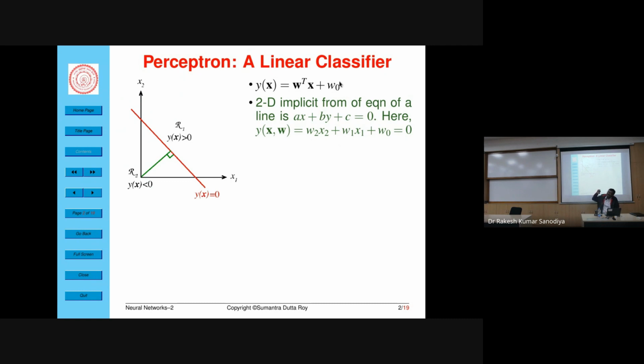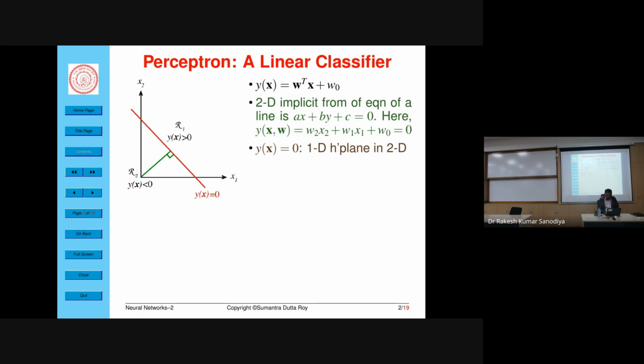I can convert it into an equivalent homogeneous representation by taking another variable called x naught, which I take always to be equal to 1. Then I'll have a homogeneous representation. It's just, ekam sat vipra bahudha vadanti: one concept is interpreted by the wise in more than one manner. So that's completely equivalent. As I mentioned, this hyper plane y of x equal to 0, in this case, is a one-dimensional entity, which is a line lying in 2D space.